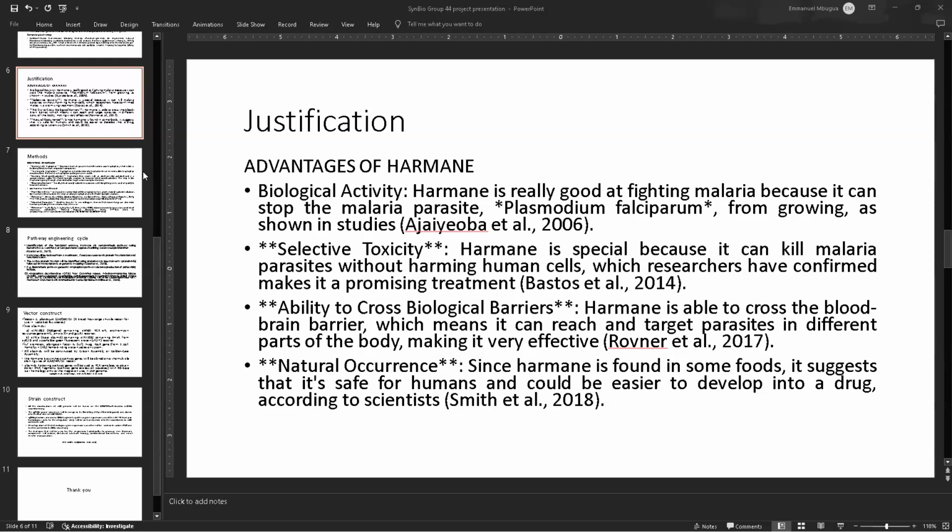The third one is the ability to cross biological barriers. Amine is able to cross the blood-brain barrier, which means it can reach and target parasites in different parts of the body. The fourth point, because of its natural occurrence: since amine is found in some food, it suggests that it's safe for humans and easy to develop into drugs.